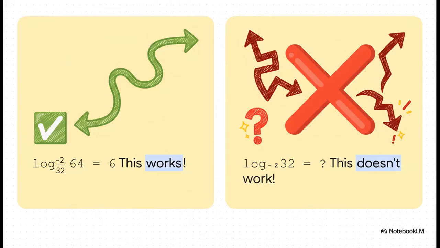But what about a negative base? Now this is where it gets really interesting. Because check this out. Negative 2 to the power of 6 is positive 64. So that one works. But there's no real power you can raise negative 2 to that gives you positive 32. So it works sometimes, but not other times. And let me tell you, in mathematics, sometimes is a huge problem.